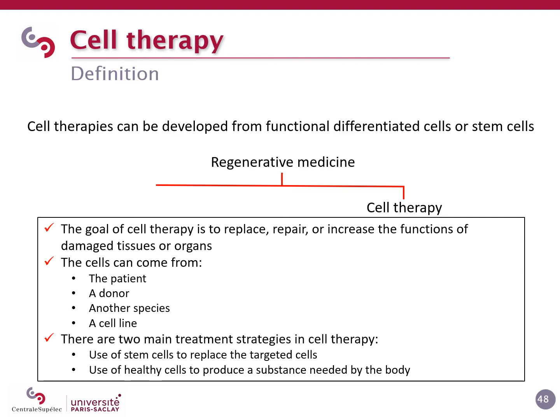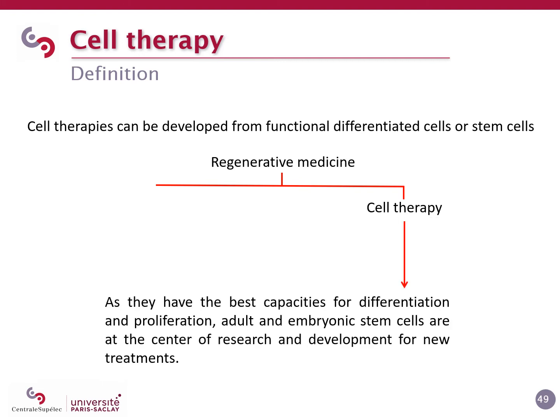There are two main treatment strategies in cell therapy. Use of stem cells to replace the targeted cells, or use the healthy cells to produce a substance needed by the body. As they have the best capacities for differentiation and proliferation, iPS, adult, and embryonic stem cells are at the center of research and development for new treatments.